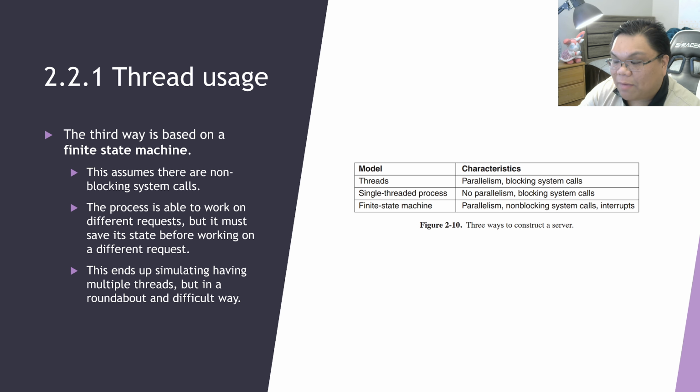Okay, let's talk about it like this. This assumes there are non-blocking system calls. So the process is able to work on different requests, but it must save its state before working on a different request. The long and short of it is this ends up simulating multiple threads, but in a roundabout and difficult way.